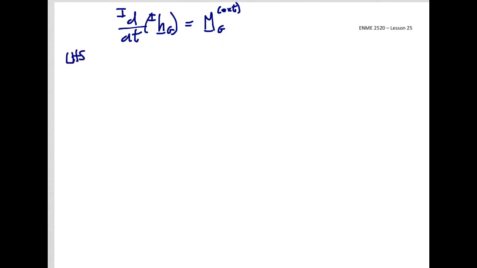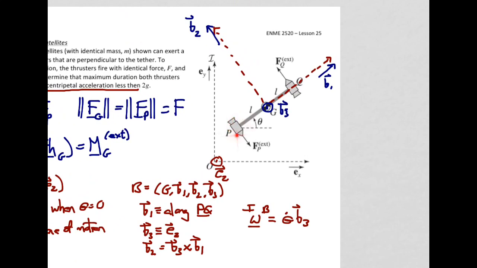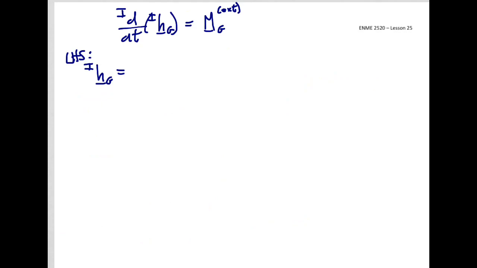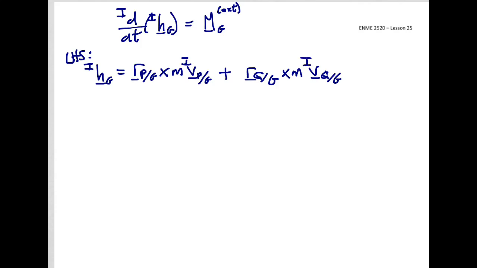So for the left-hand side, the angular momentum about the center of mass of the system is equal to the sum of the angular momentum of each of these particles, particle P and particle Q, about the center of mass. So we find the angular momentum of each of those and then add them up. So it's the angular momentum of P, which is the position of P with respect to G, crossed with m multiplied times the velocity of P with respect to G as observed in the inertial reference frame, plus the position of Q with respect to G, crossed with the mass multiplied times the velocity of Q with respect to G. And so we have the angular momentum of each mass itself about the center of mass of the entire system.